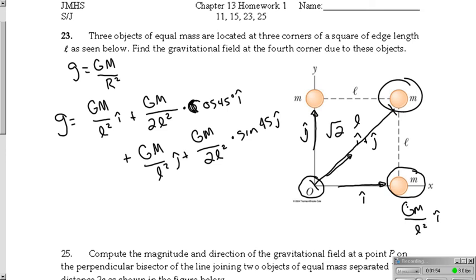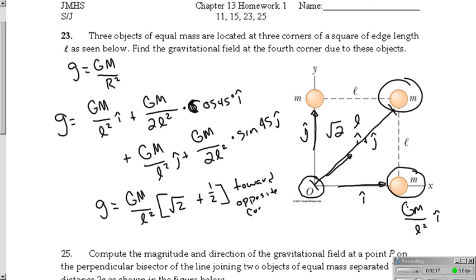And when you simplify that, you will end up with the following. It's going to be GM over L squared times the quantity, square root of 2 plus 1/2. And that's going to be toward the opposite corner. Okay, toward the opposite corner.